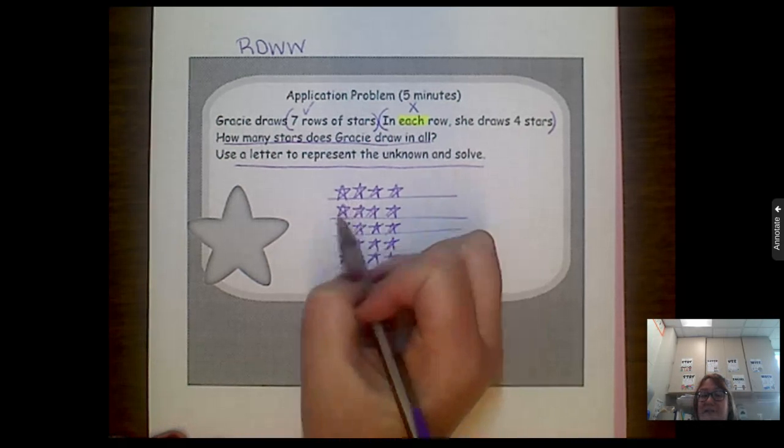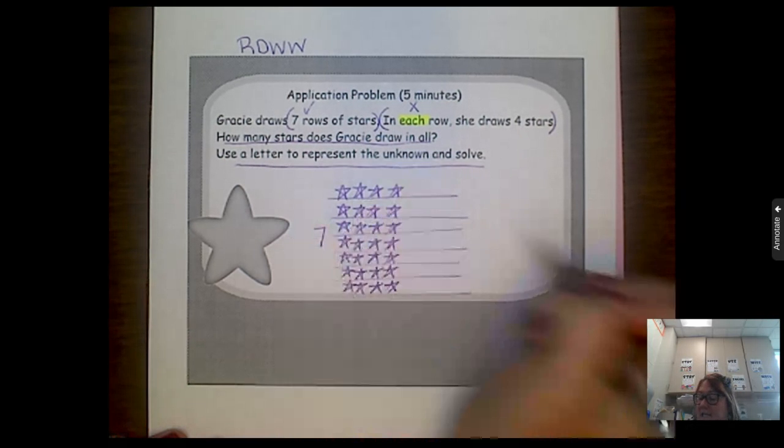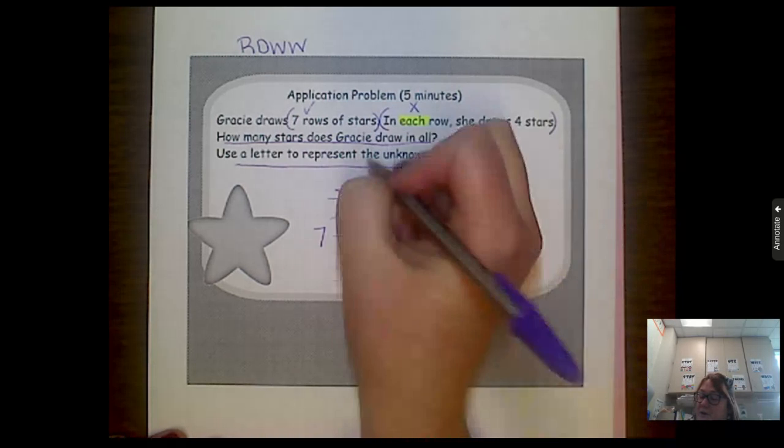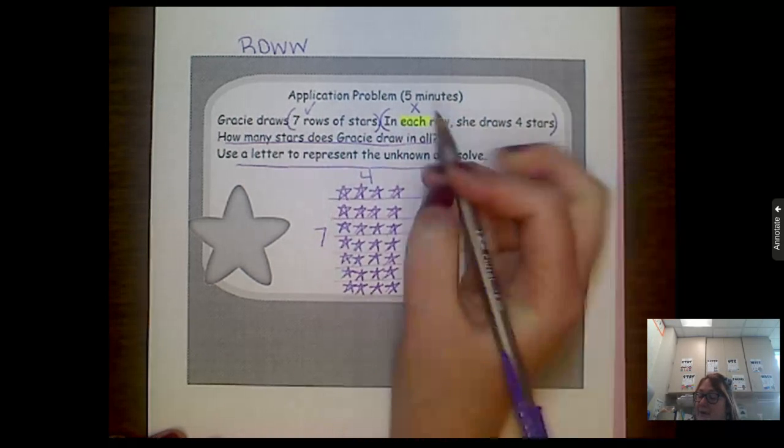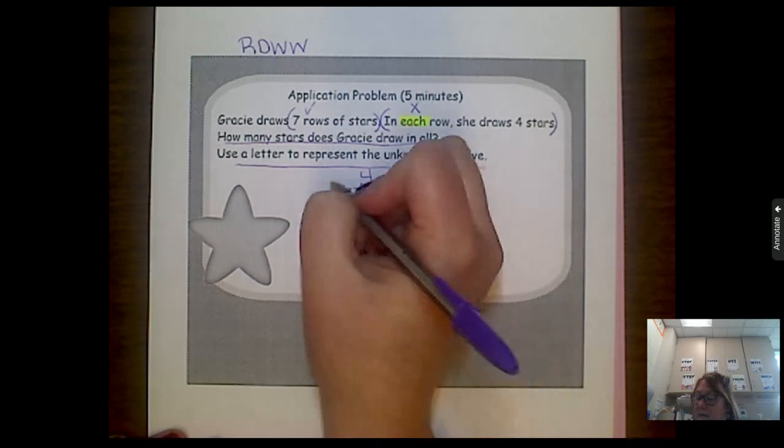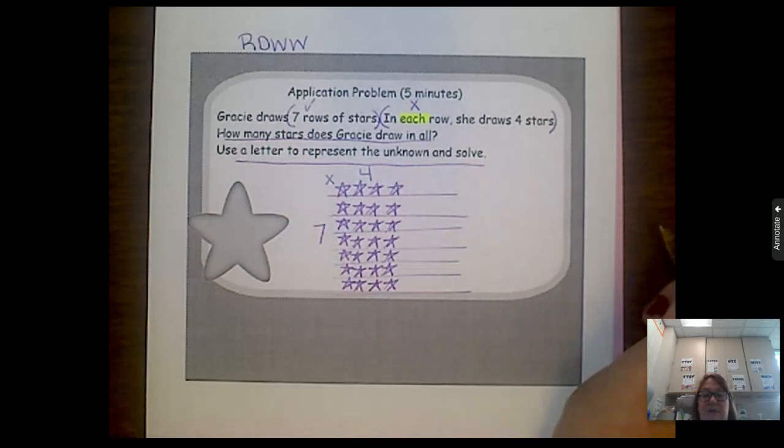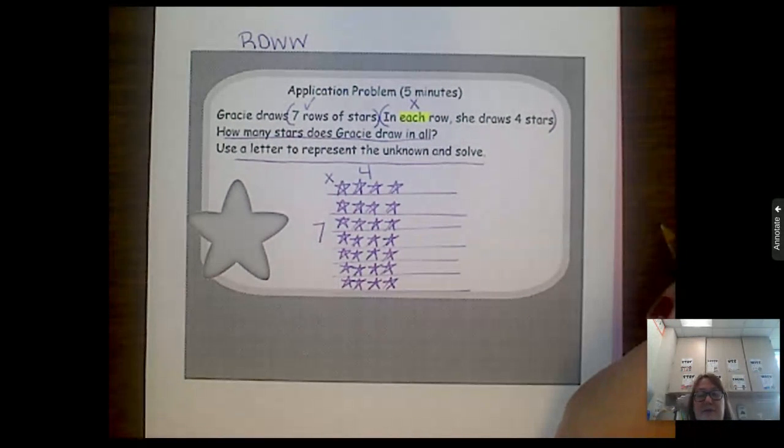So since we have 7 rows, I'm going to put a 7 there, and we had 4 in each row, so I'm going to put a 4 up top, and what goes right in the corner? The times sign. Maybe you already did this, right? Because this is something that we used to do all the time in our first module.